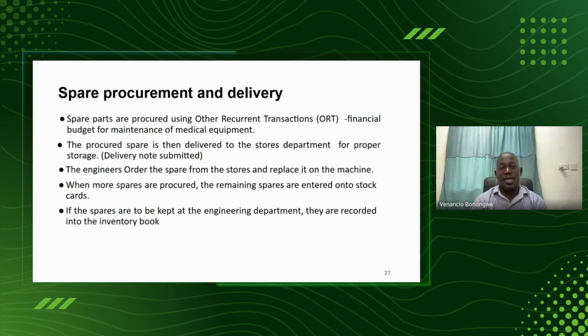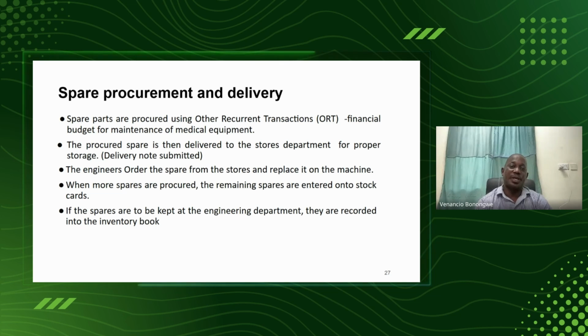So once the spare part is procured using what we call the ORT, which is other recurrent transactions, that is the financial budget for maintenance of medical equipment, then the procured spare is delivered to the stores for proper storage. And during the delivery period, the supplier will submit a delivery note, and the department receiving that particular spare part will issue what we call a goods received note. That is for receiving the spare part. Then they'll send a message to the engineers that the spare part has arrived, and the engineers will order the spare part from the stores and replace it on the machine.